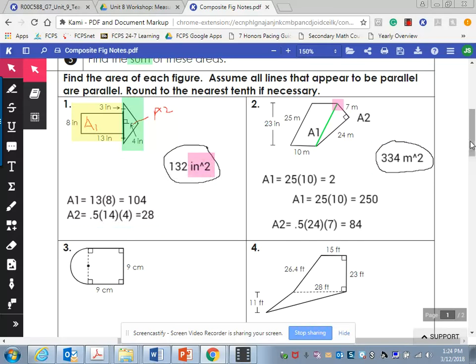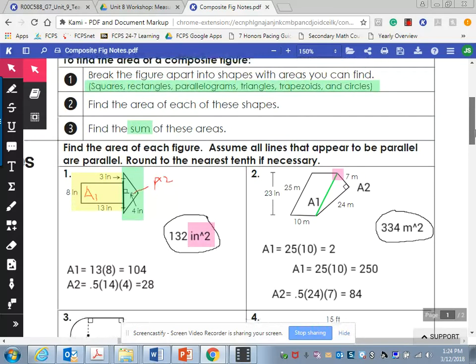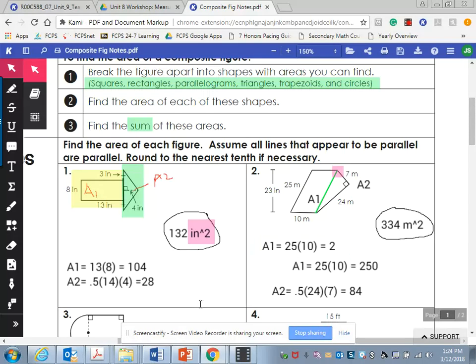So the last step, just like step 3 up above, we have to find the sum of those 2 areas. When I find the sum, I find a final answer of 132 inches squared. Now, one thing I want you to notice is our dimensions are inches squared. Anytime we're dealing with area, you're always going to have dimensions squared or units squared. So whatever your units are, whether they're meters, inches, feet, centimeters, whatever the case may be, we're always going to square those units. Okay, let's do the next one together as well.